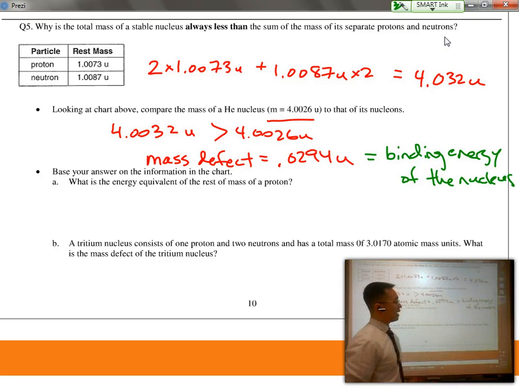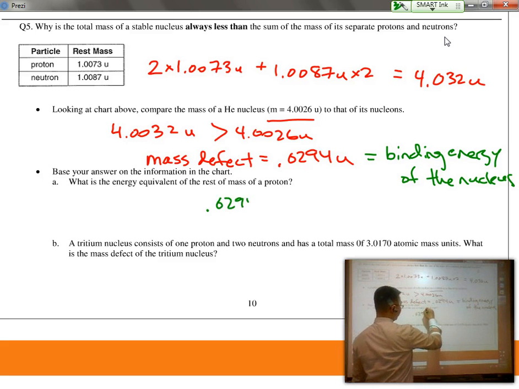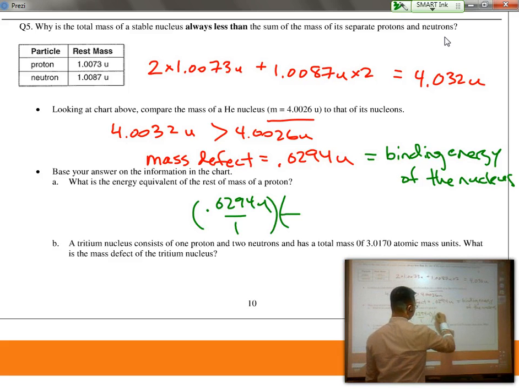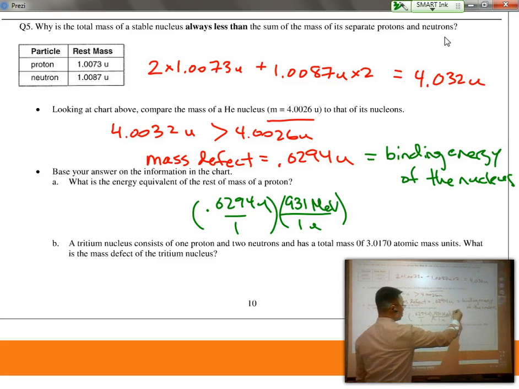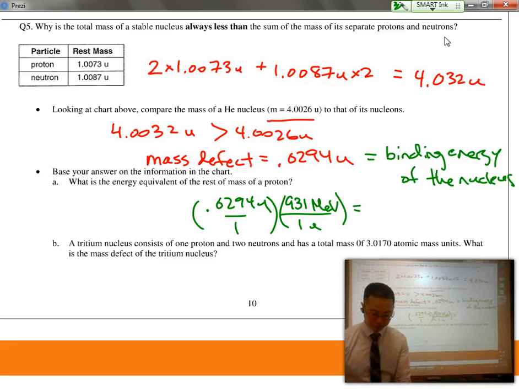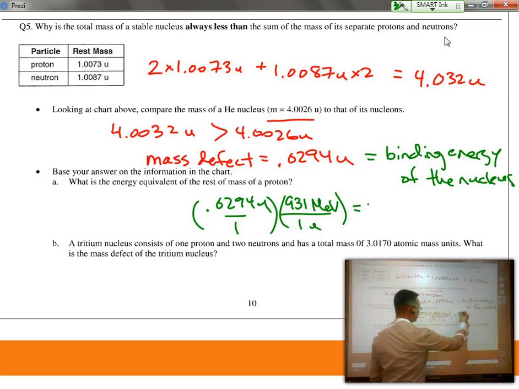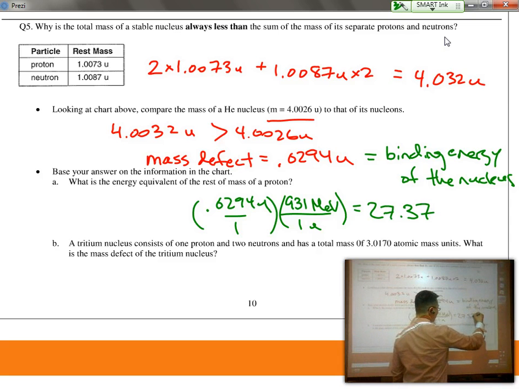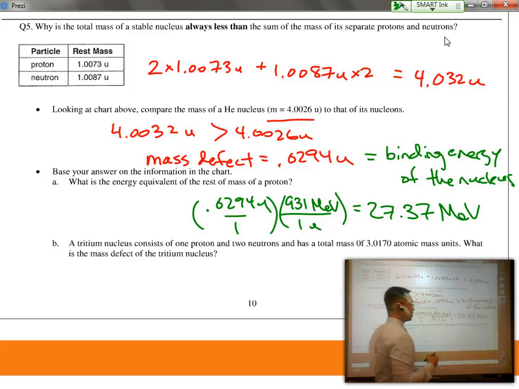If I wanted to figure out how much energy that is, I could convert it. So it would be 0.0294 u, and 1 u equals 931 MeV, which is equal to 27.37 MeV. Okay, so that's how much energy was created by the mass to hold the nucleus of the helium together.